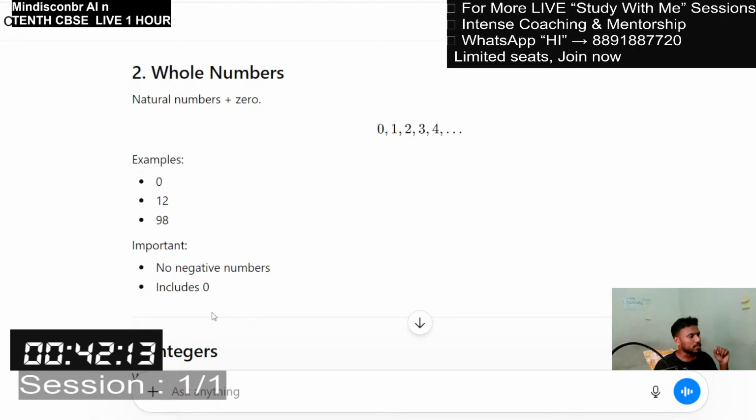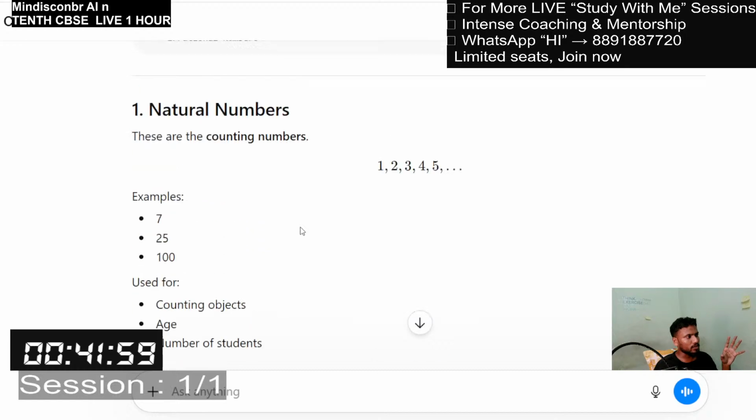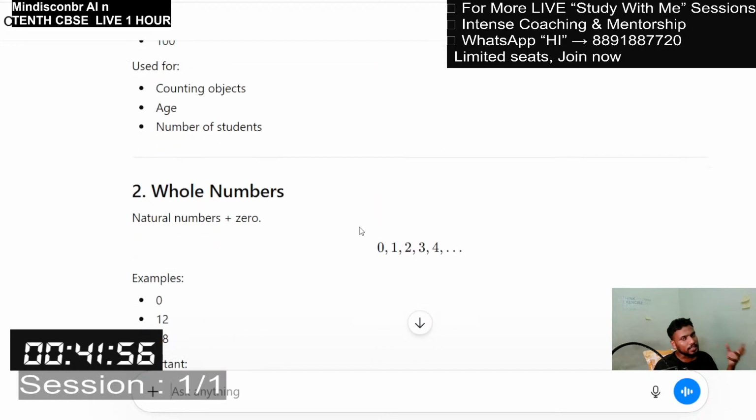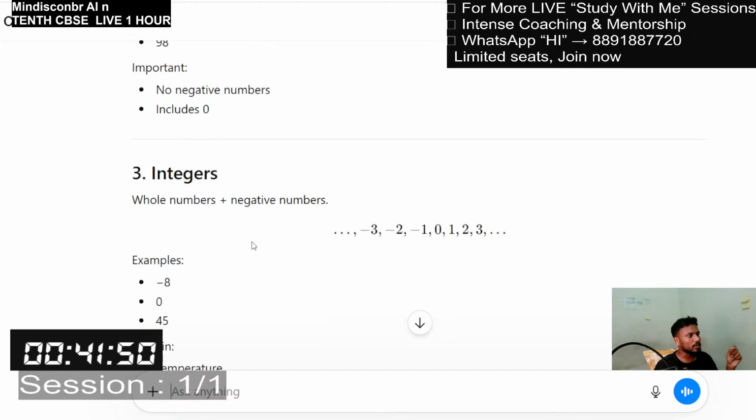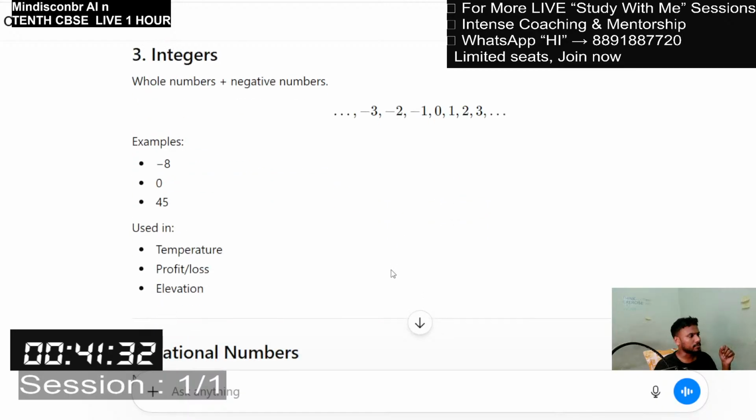Important: no negative numbers, but 0 is included. In natural numbers also there are no negative numbers and no fractions. These natural numbers plus 0 is whole numbers. And integers are whole numbers plus negative numbers. Also there will be the negatives of these positive natural numbers, that is minus 3, minus 2, minus 1, 0, 1, 2, 3. These are examples of integers.